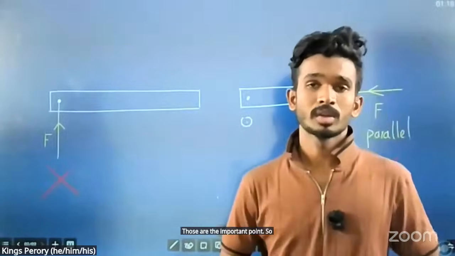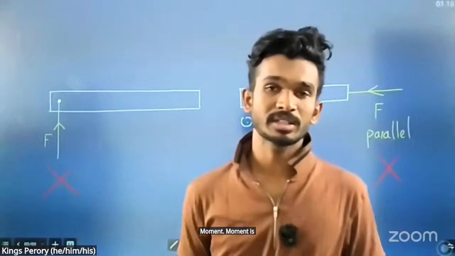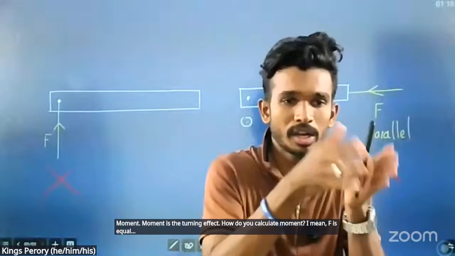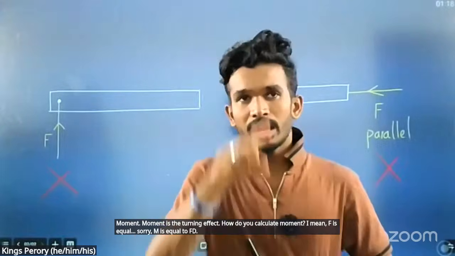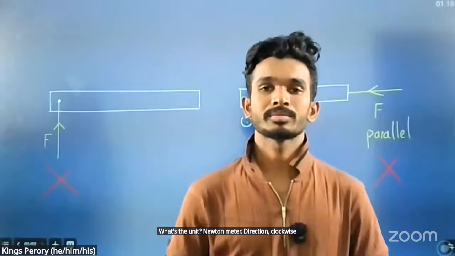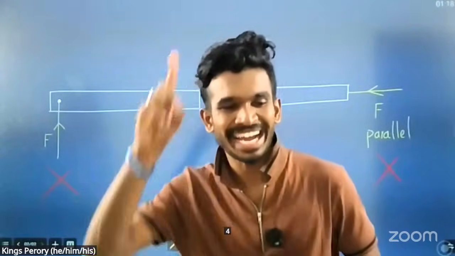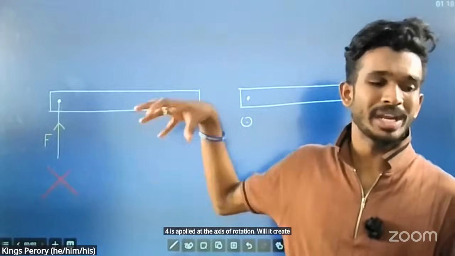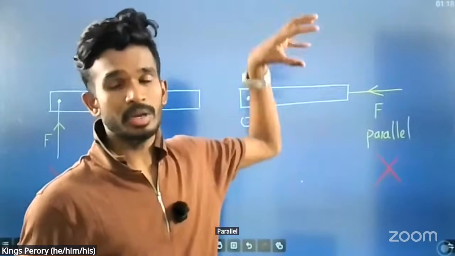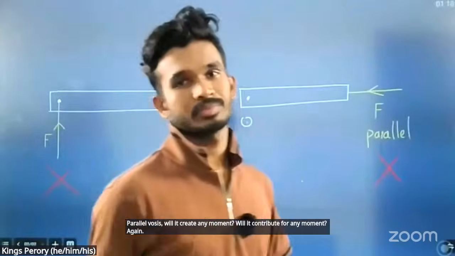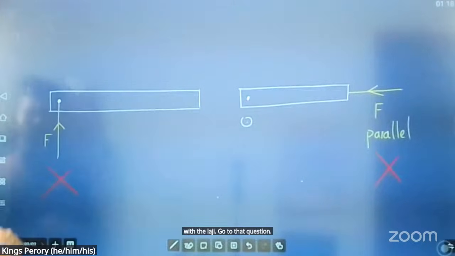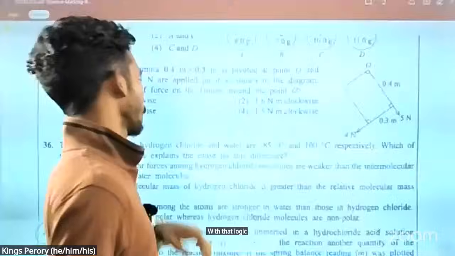So again, one more time. Moment is the turning effect. How do you calculate moment? Moment, sorry, M is equal to FD. What's the unit? Newton meter. Direction: clockwise or anti-clockwise. Force applied at the axis of rotation, will it create any moment? Will it contribute to moment? No. Parallel forces, will it create any moment? With that logic, go to that question.